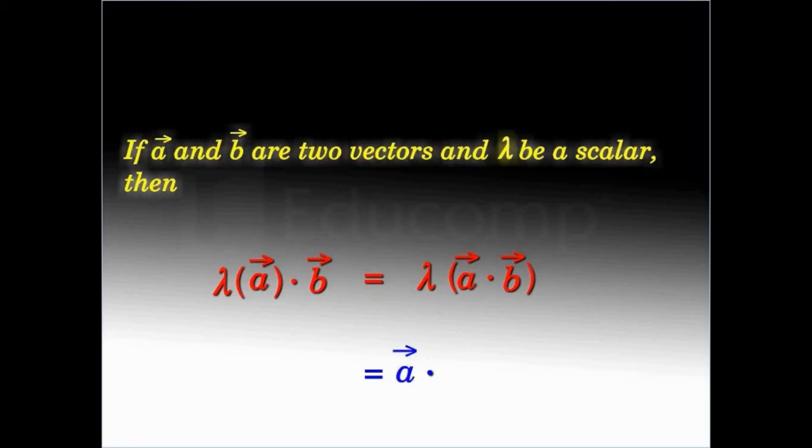Next, if A and B are two vectors and lambda is any scalar, then the dot product of lambda times vector A and vector B is equal to lambda into dot product of vectors A and B, which is further equal to dot product of vector A and lambda times vector B.